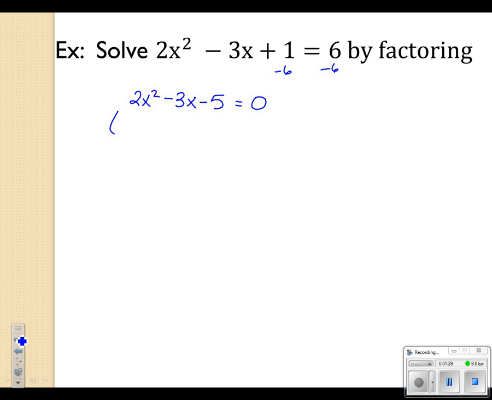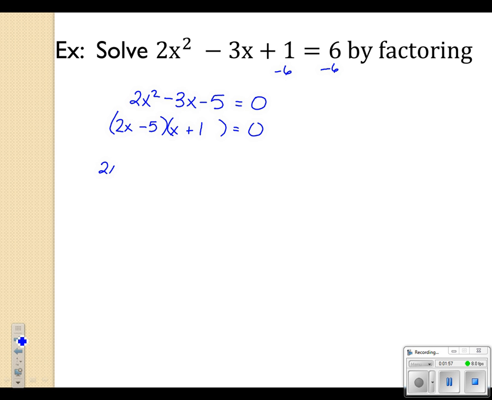So factoring, there's only one way to break 2x squared. So I'm going to put a 2x in one spot and an x in the other. And with negative 5, I know I'm going to use 5 times 1. I just need to figure out which one of them will be my negative and which one will be my positive. Turns out if I put the negative 5 here and the plus 1 here, I'm going to get that negative 3x term in the middle. Now I've got my factors. I can go on to find my solutions.